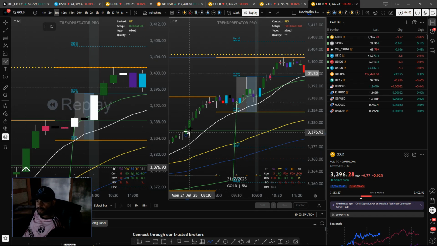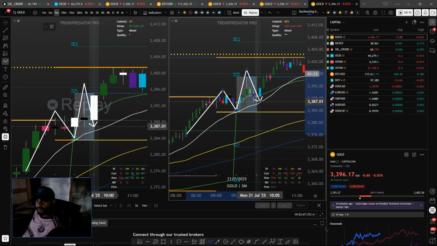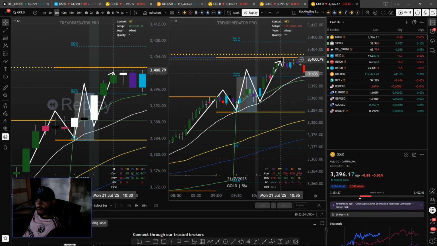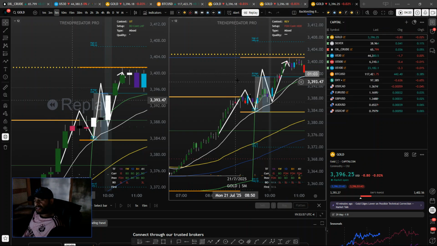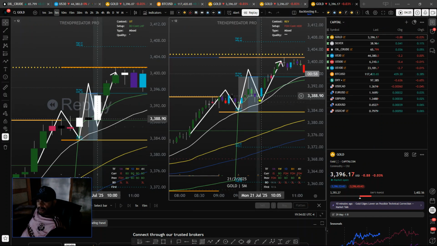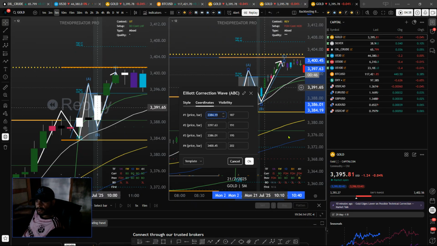We could call it a 5-wave count, couldn't you? 1, 2, 3, 4, 5. So you can look at it as a 5 count, or you can look at it as an ABC. A, B, C. So call it what you want.